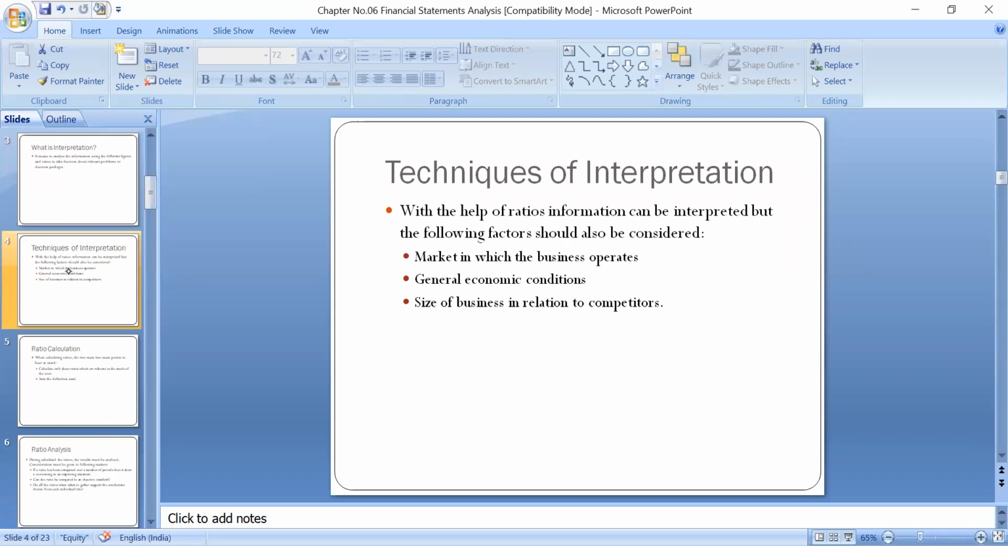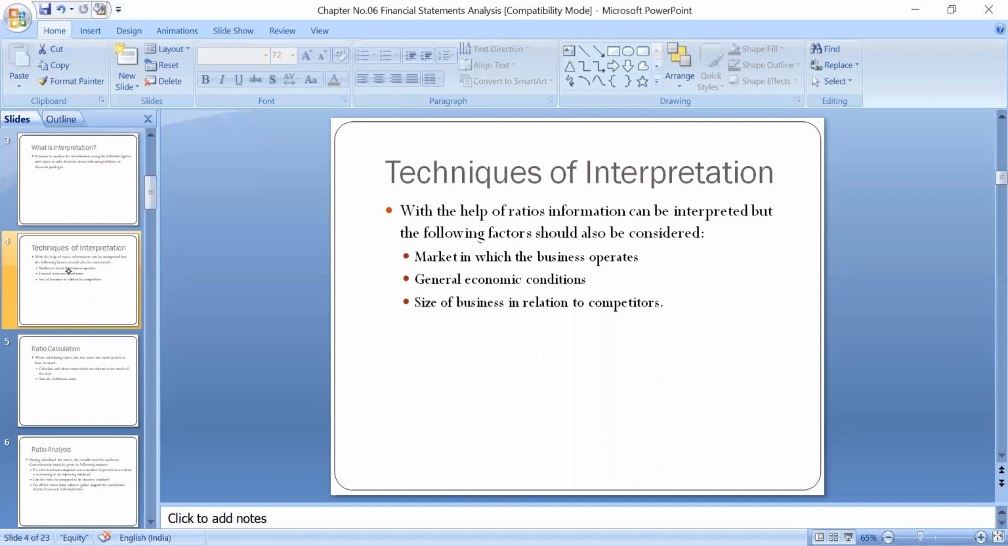Whenever you are going to analyze an organization, you also have to consider the market conditions and the economic conditions of the country, and the size of the business in relation to the competitors will also be compared. A large organization cannot be compared with a small organization. आप किसी बड़ी organization को छोटी organization के साथ आप compare नहीं कर सकते हैं. If you want to compare two organizations, the size of the organization must be the same or near about. So these are the techniques we have to consider along with the ratios.